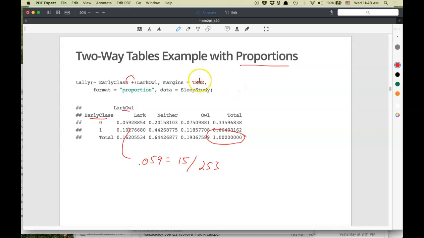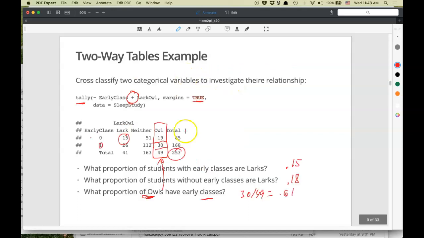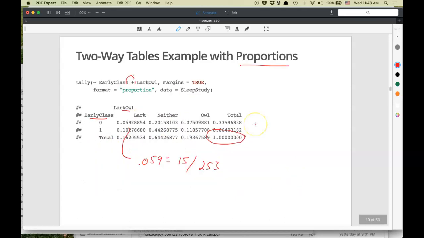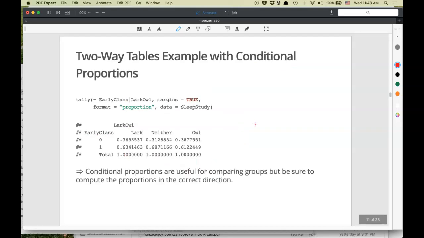Often when we're looking at a table, we're really more interested in those kinds of conditional proportions, within a row or within a column. So we have a way to do that with tally, but we just have to be careful that we sort out what the appropriate way is. So let's take a look. Two-way tables example with conditional proportions.